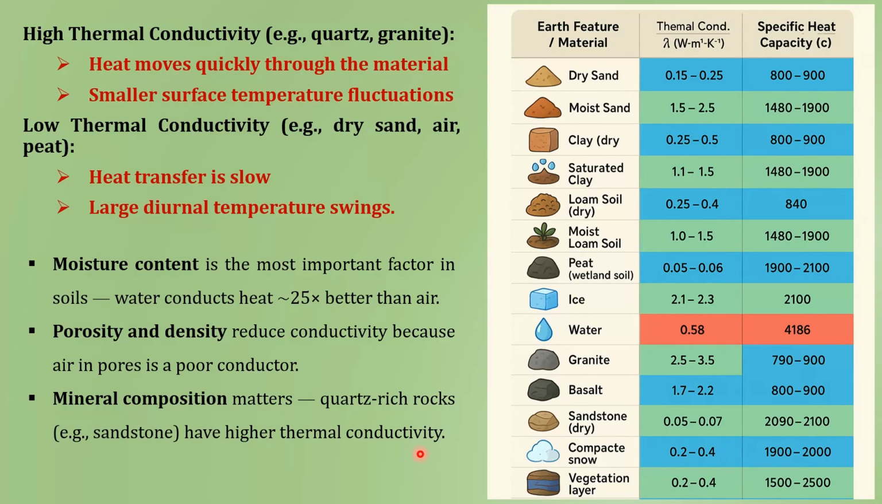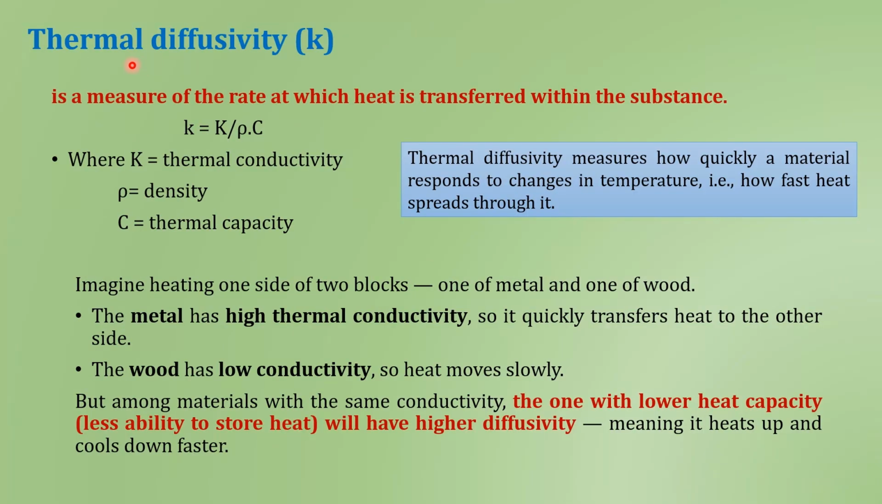Likewise, mineral composition also matters because if the soil is rich in quartz, it will have higher thermal conductivity. Next, we have thermal diffusivity, represented by small k, which is a measure of the rate at which heat is transferred within the substance. This thermal diffusivity can be calculated using this formula, where k represents the thermal conductivity, rho represents the density, and capital C represents the thermal capacity.